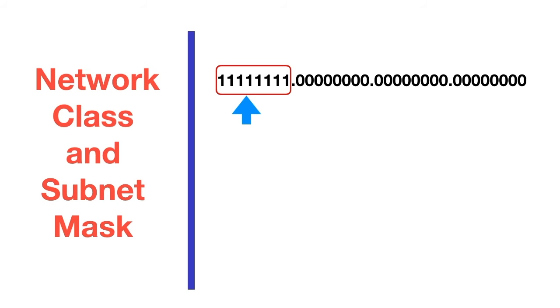In this case, since only the first octet is masked, this would indicate a Class A network. In a Class A network, the first octet alone defines the network portion of the address. The rest of the address is used as the host portion of the address.